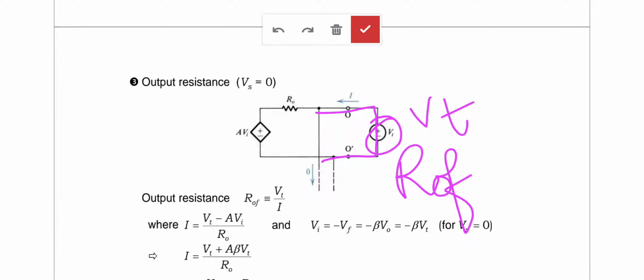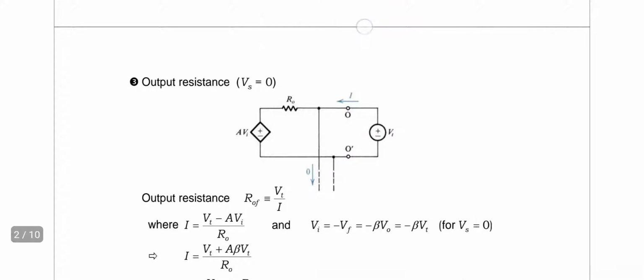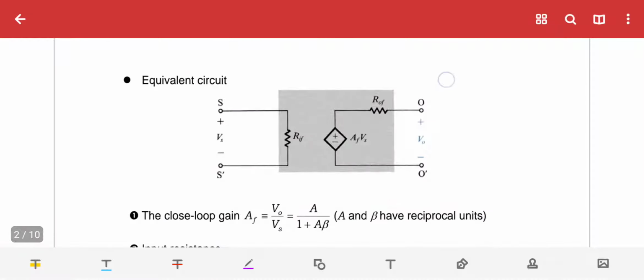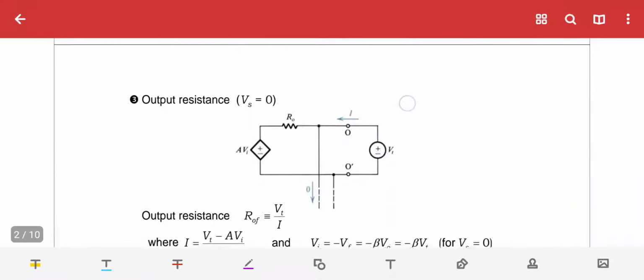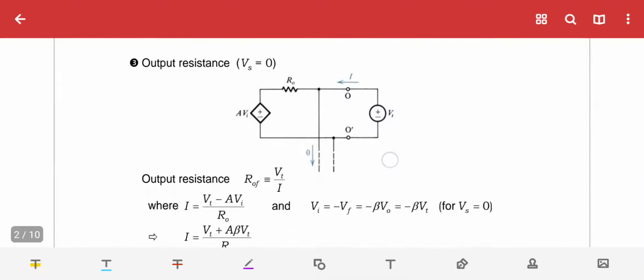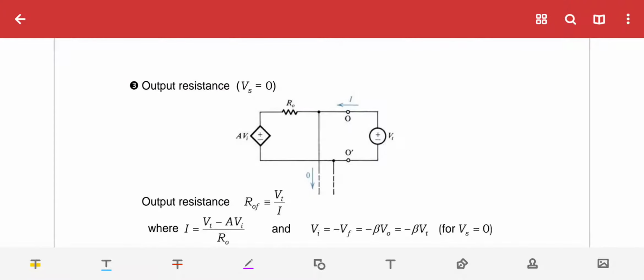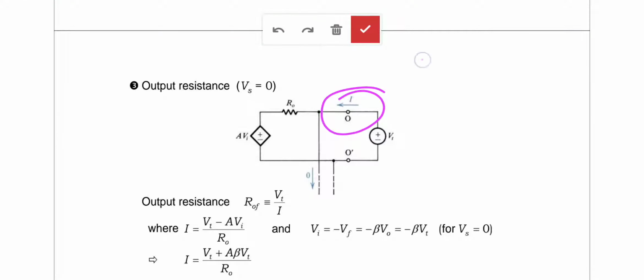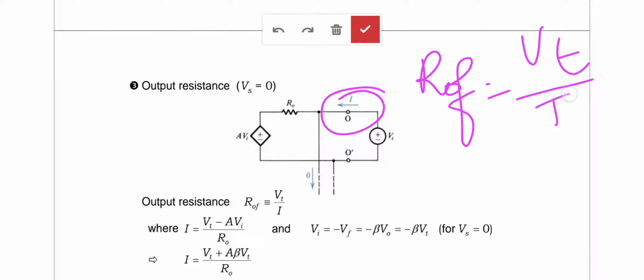So how can we measure ROF? The output part of the equivalent circuit has been considered with Vs equal to 0. Vs equal to 0 means AVi, RO and Vt are connected together. The current flowing through the circuit is I. So what is ROF? ROF is equal to Vt divided by I.